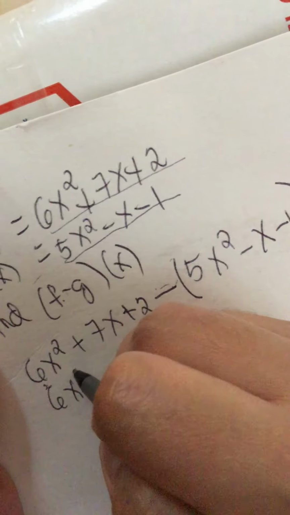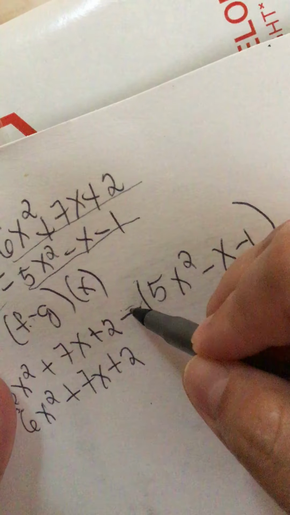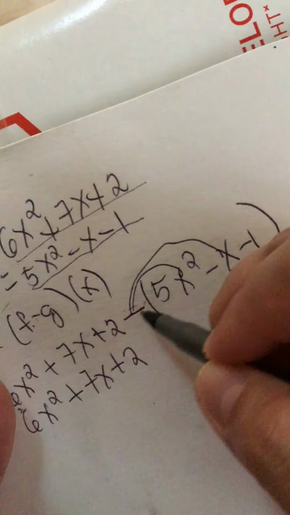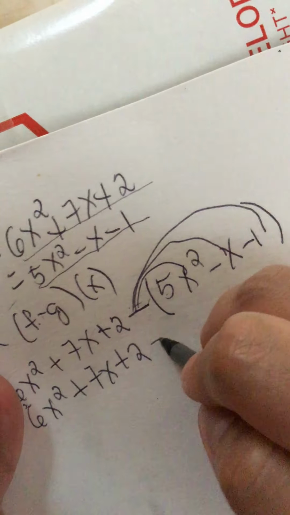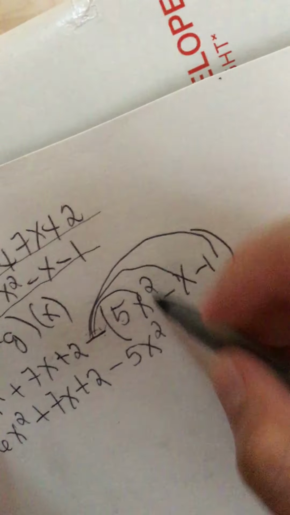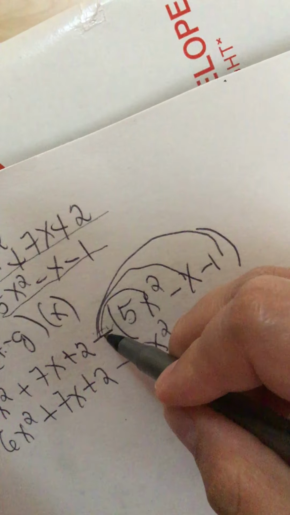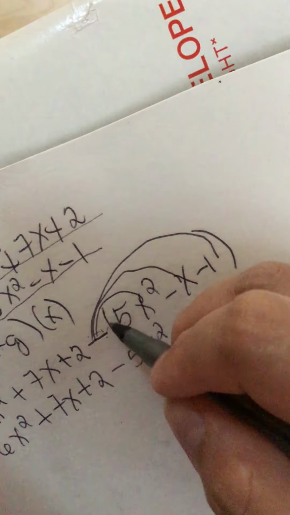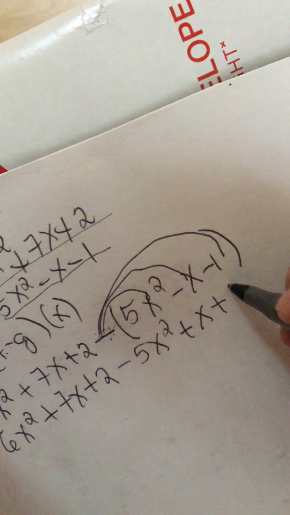So we have 6x squared plus 7x plus 2. So we distribute this to every term. So minus 5x squared. Now minus times a minus x is equal to a plus x. And then a minus times a minus 1 is equal to a plus 1.